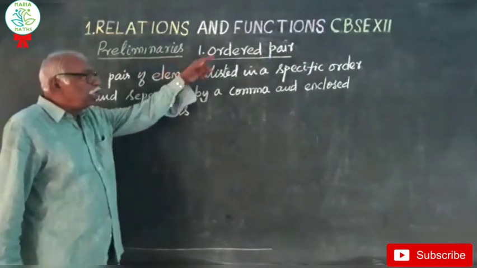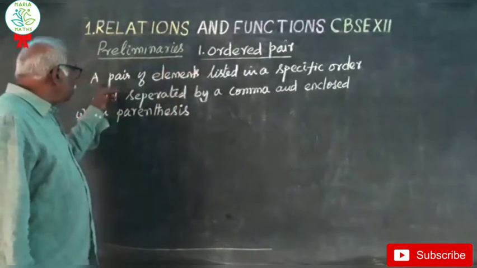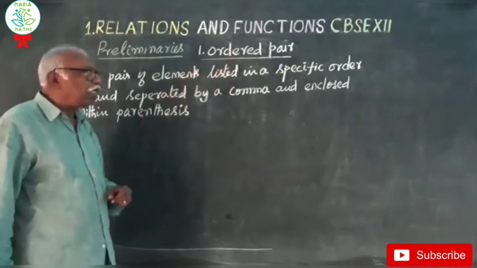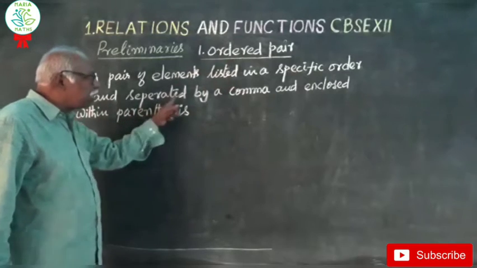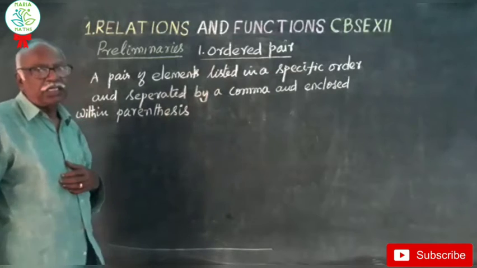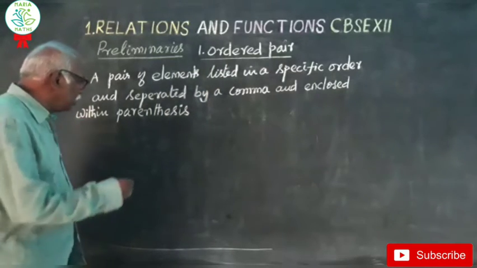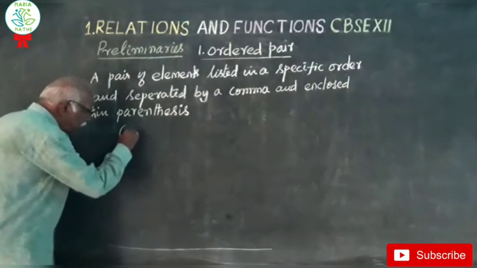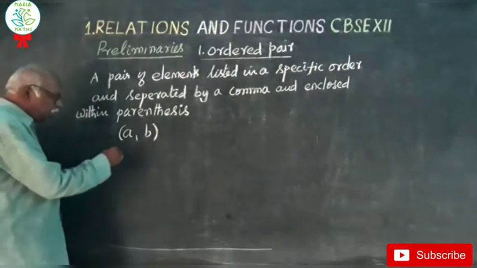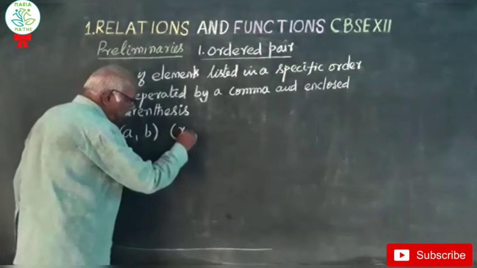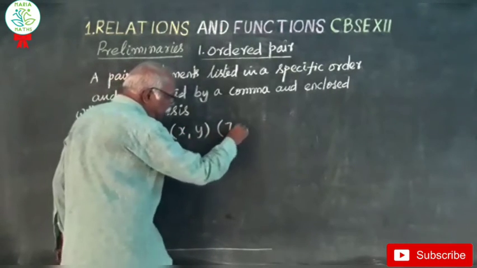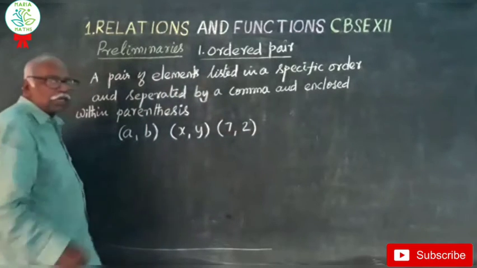Preliminaries. One, ordered pair. A pair of elements listed in a specific order, separated by a comma and enclosed within parentheses, is called an ordered pair. Examples: (a, b), (x, y), (7, 2). These are all examples of ordered pairs.